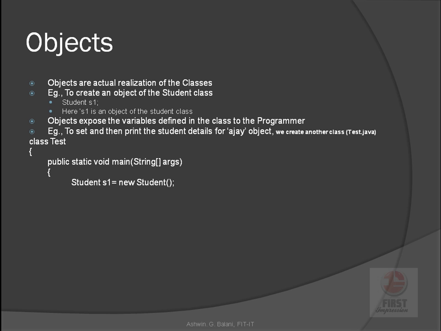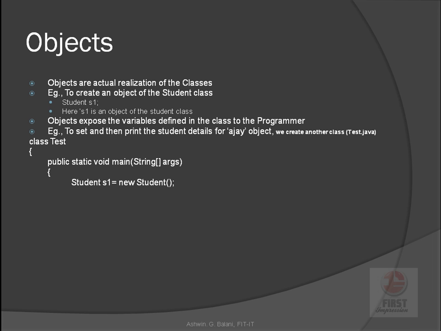Here S1 is an object of the student class. The new keyword indicates that I want to create a new object, or I want to allocate some memory for this new object. So whenever I say student S1 equals new student, S1 is an object of the student class. The new keyword indicates that we want to allocate some memory for this object S1.